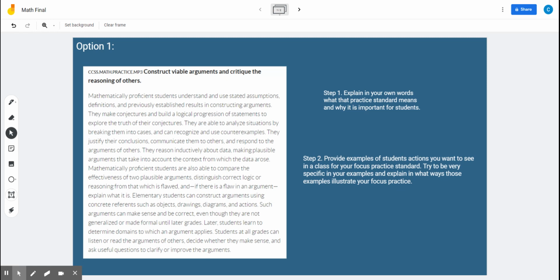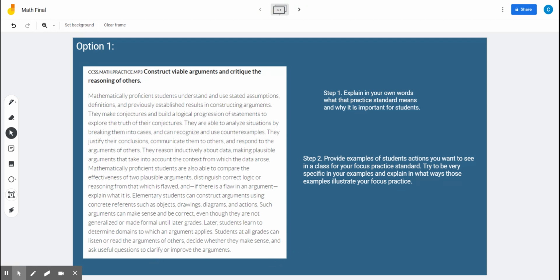They reason inductively about data, making plausible arguments that take into account the context from which the data arose. Mathematically proficient students are also able to compare the effectiveness of two plausible arguments, distinguish correct logic and reasoning from that which is flawed, and if there is a flaw in an argument, explain what it is. I'm not going to read the final couple sentences here because we're running on time.